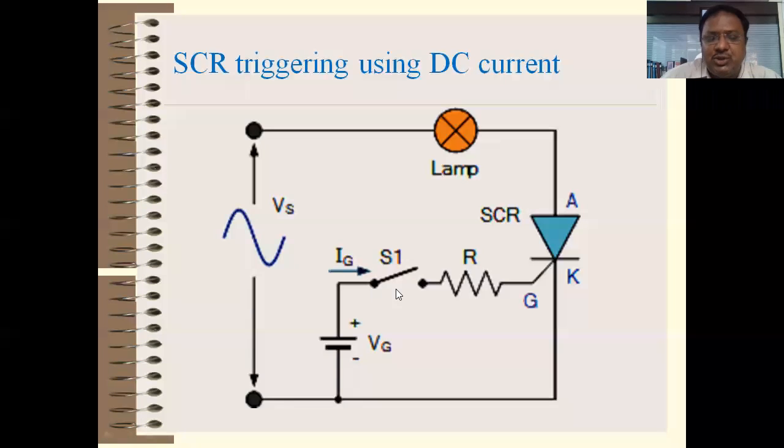So until and unless you turn on this switch S1, the gate current is 0. If gate current is 0, the SCR is an off switch. So no current flows through the SCR. It means the lamp is off. If you see here, there will be a lamp and SCR, right? Input cycle. So the input cycle starts.